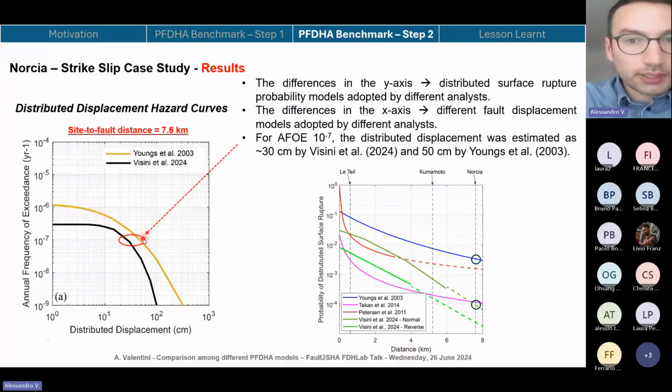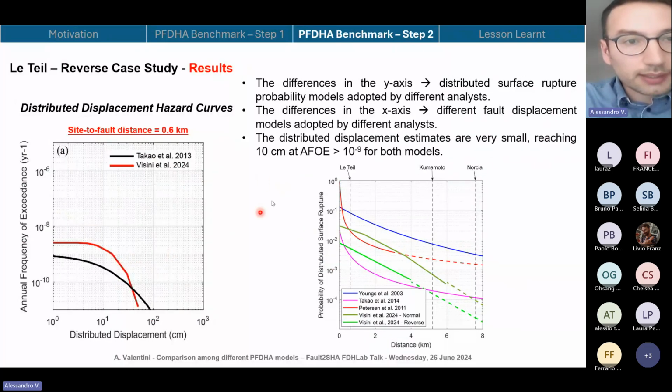Okay, I told you the difference for this alpha. And then the last case, the Leteille, a reverse case study. The difference here, we are less than 1 kilometer from the principal fault, and the difference in the probability in the distributed surface rupture probability models is not too much, so you can see the impact on the hazard curve. They are almost pretty close, at least for the starting point.